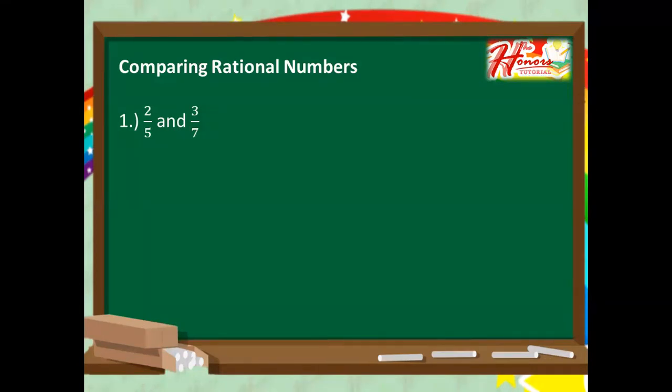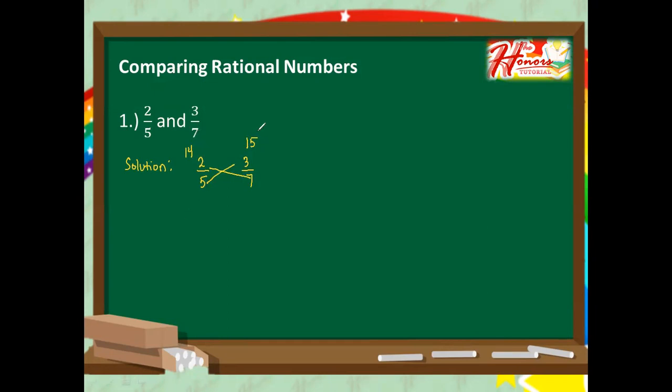So this is what we are going to do. For our solution, kindly write the given, which is 2 over 5 and 3 over 7. And then after that, let's do some cross multiplication. So that is 2 times 7, that's 14. Write 14 here. And then 5 times 3, that's 15.